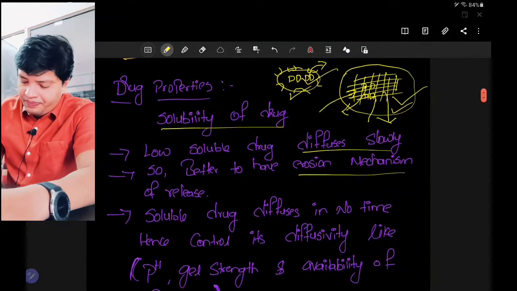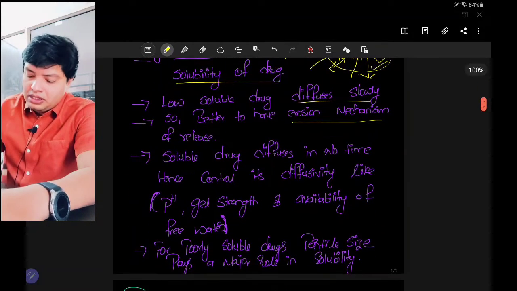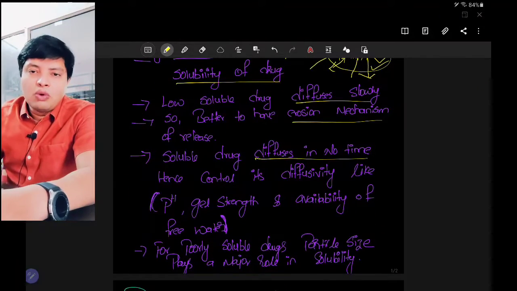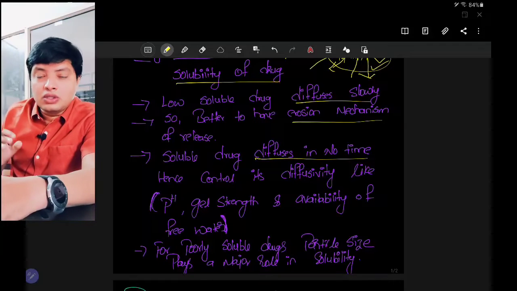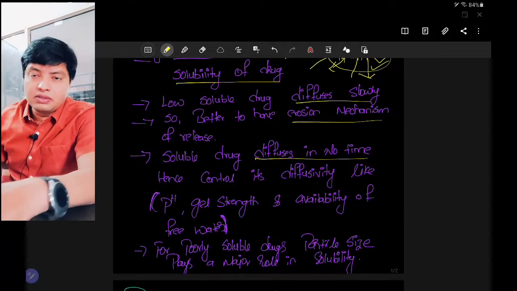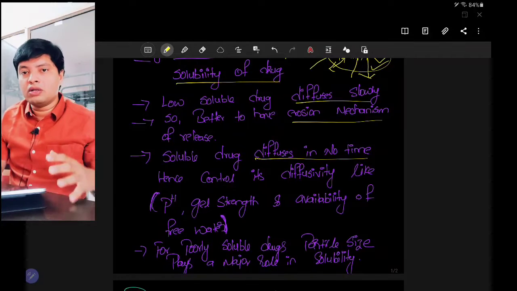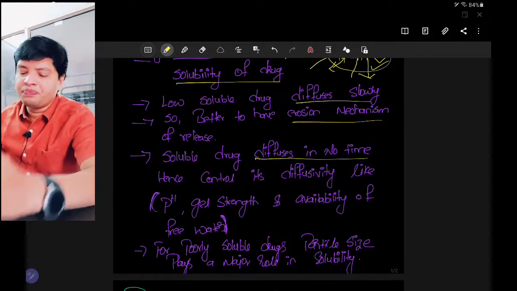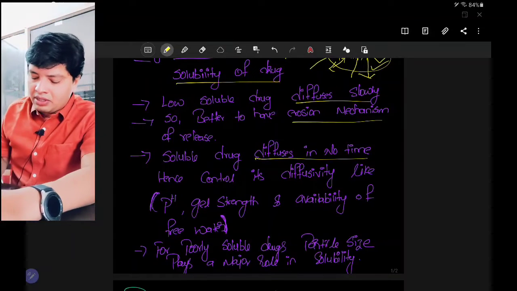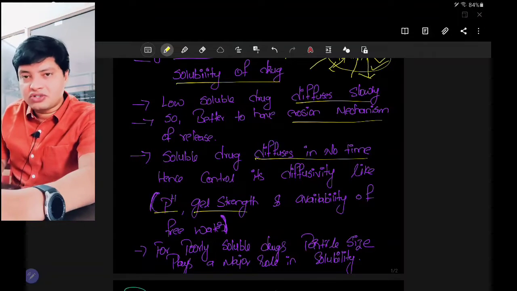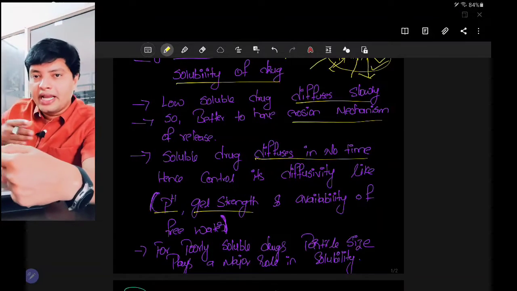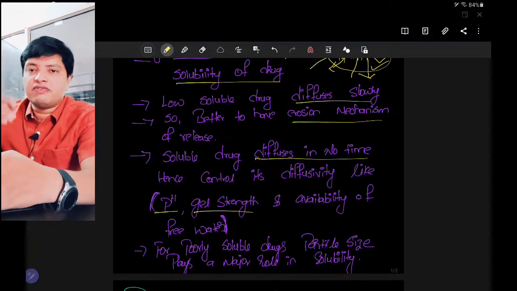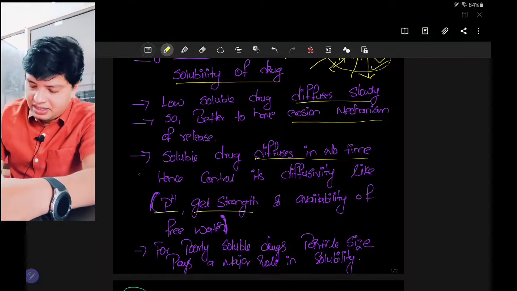Next we have soluble drug diffuses quickly. The drug which is soluble can diffuse quickly compared to the insoluble drug. Hence we need to control the release of that soluble drug. How can you control the release of the insoluble drug? By going for the erosion mechanism. For the soluble drug, you can control the release by pH change or by increasing the gel strength. Even though the drug is soluble, because the gel strength is more, it will cause resistance for the drug to come out from the matrices.